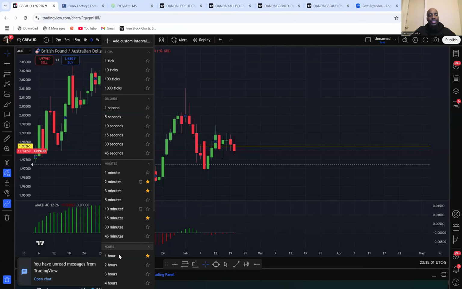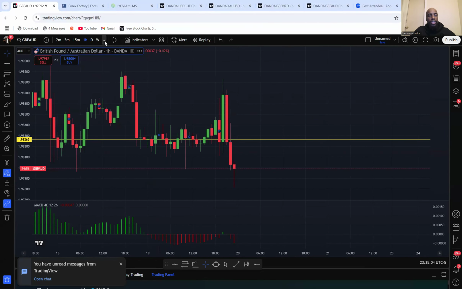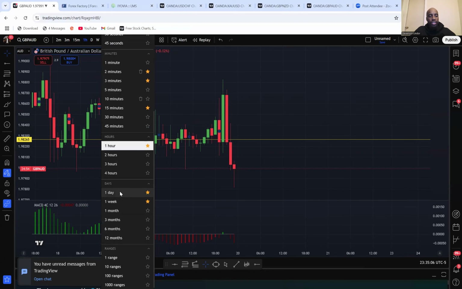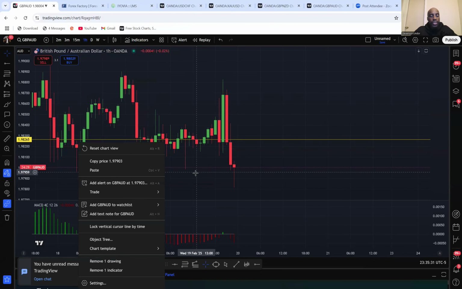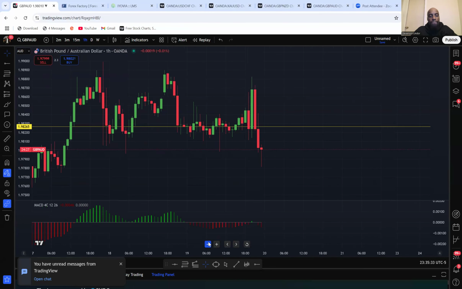Remember, top-down analysis. If I'm on the daily time frame, I want to jump down to the hours and then to the minutes for that ultimate entry. If I'm trading off the hours, then I go to the minutes. So if you mark up on your higher time frame, you go to the next time frame. If you want to trade on the minutes, you trade off the hours. If you want to trade off the hours, you trade off the days. Okay? So after that, I'm going to go to my 1 hour.